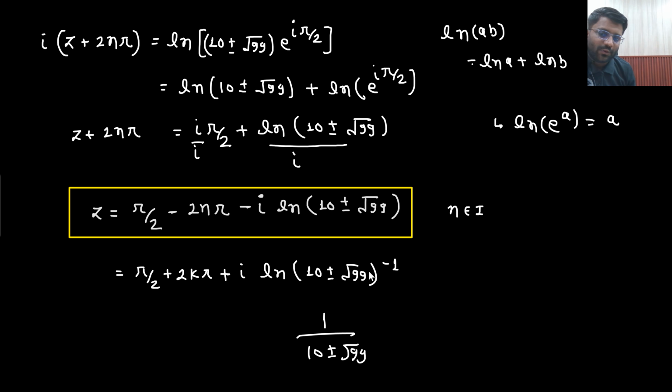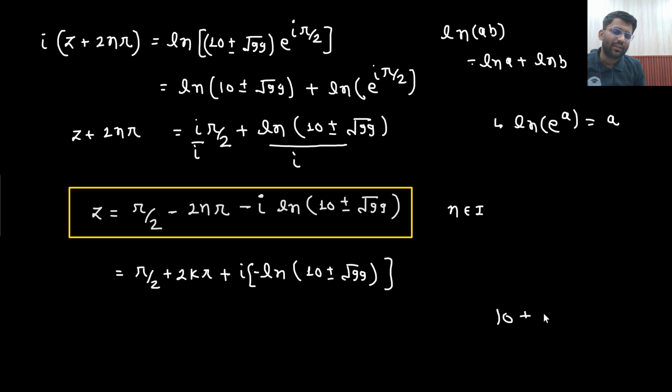The point is that if you solve this much part, for the positive sign as well as for the negative sign, you will realize that both are giving you the same answer. What I am saying is that you solve with the tan plus under root 99, and then you solve with the tan minus under root 99.